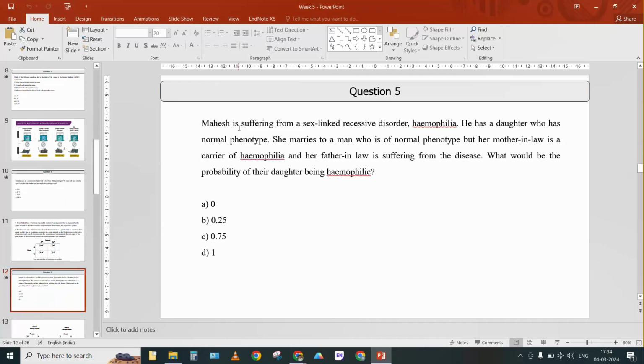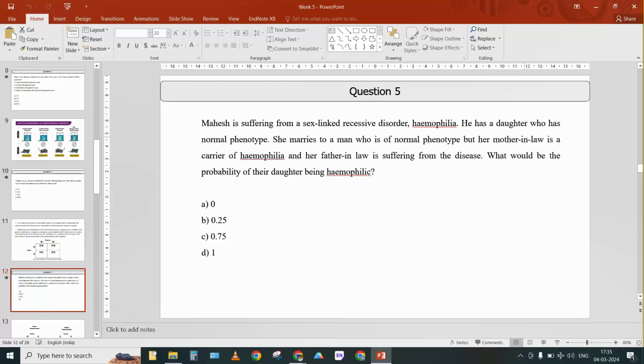In question 5, it states that Mahesh is suffering from a sex-linked recessive disorder, hemophilia. He has a daughter who has a normal phenotype, and she marries a man of normal phenotype, but her mother-in-law is a carrier of hemophilia, and her father-in-law is suffering from the disease. What could be the probability of their daughter being hemophilic? The options are A, that is 0, 0.25, 0.75, and 1. So we'll go through the scenario.